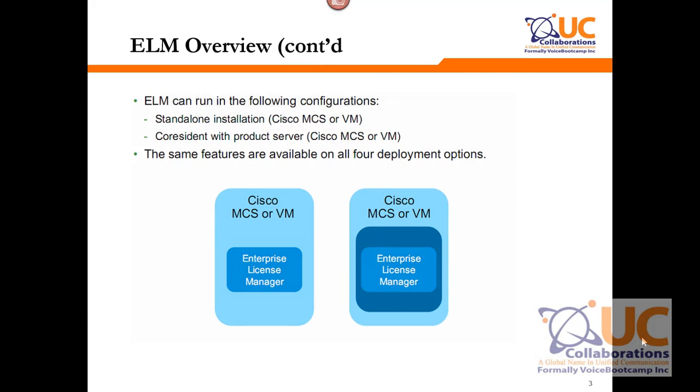ELM can run in the following deployment models. You can install the Enterprise License Manager software either in co-location with Call Manager or Unity Connection, standalone or as a virtual machine on an MCS server, or co-resident with Call Manager and Unity Connection on a standalone or a virtual machine. So you can run the License Manager dedicated server with no other application on it, or in co-location with Call Manager. But regardless of the type of deployment, the features are the same in all four deployment models.